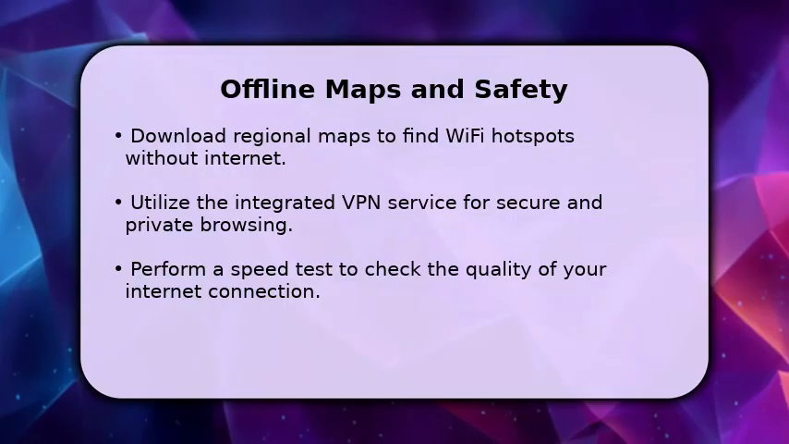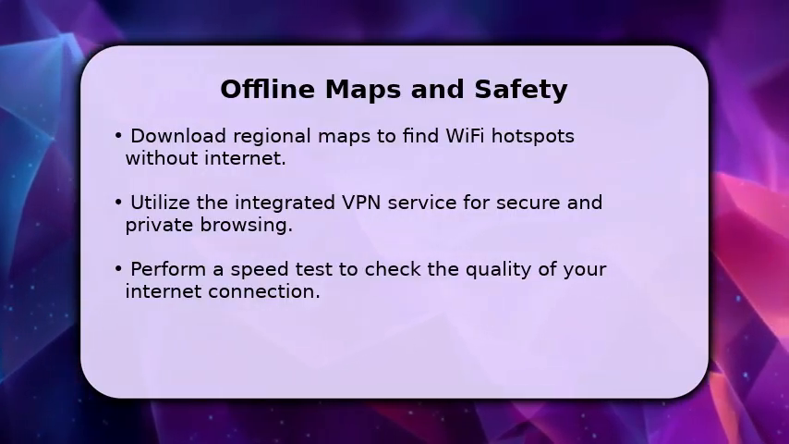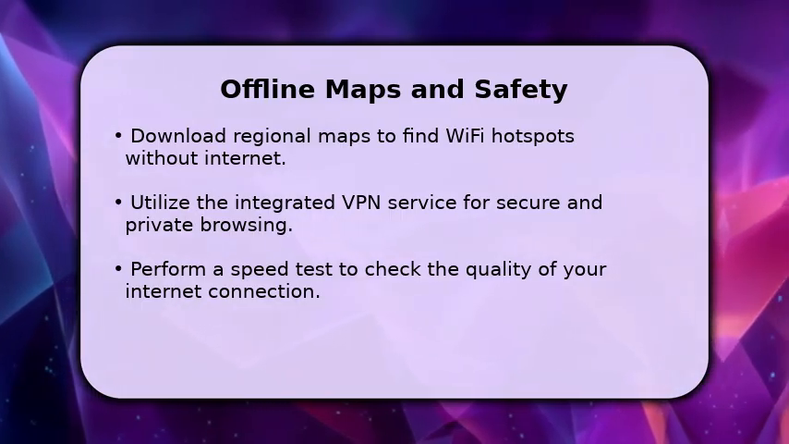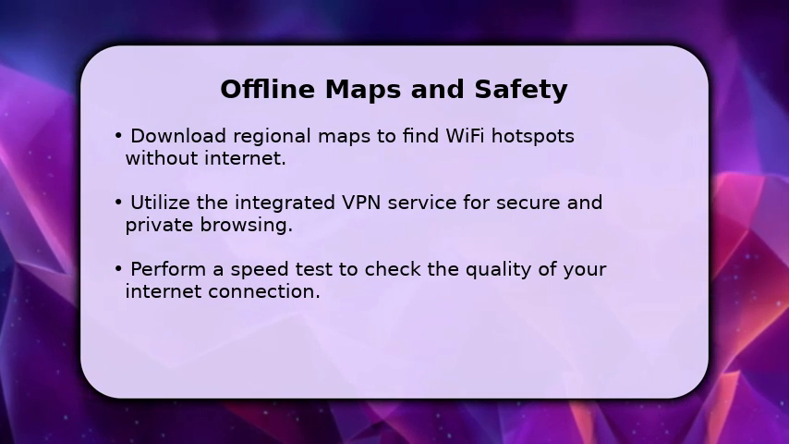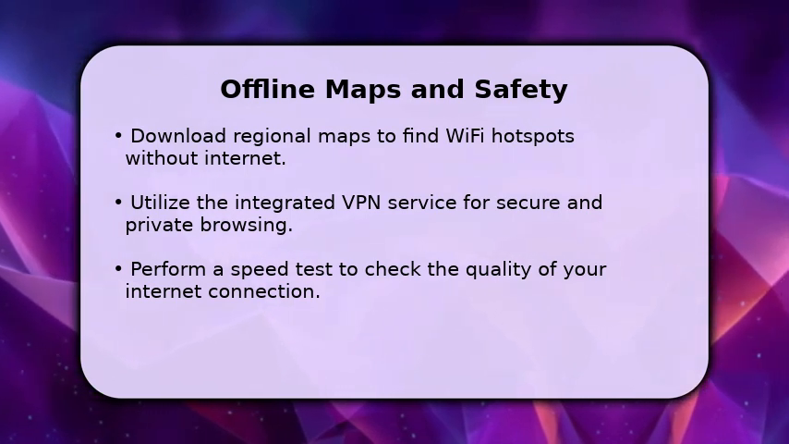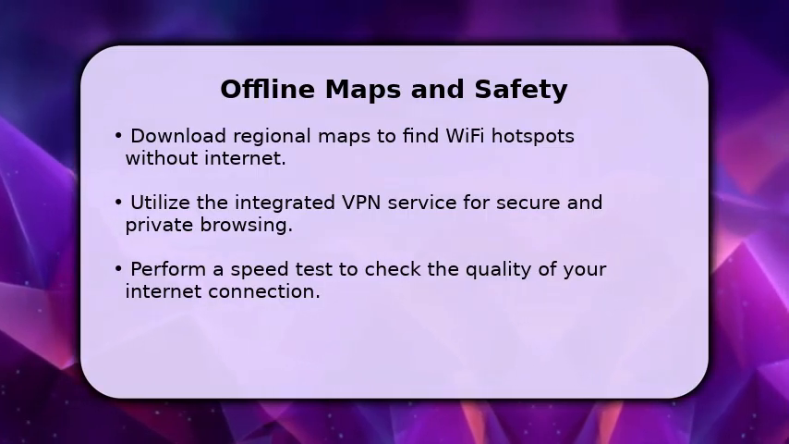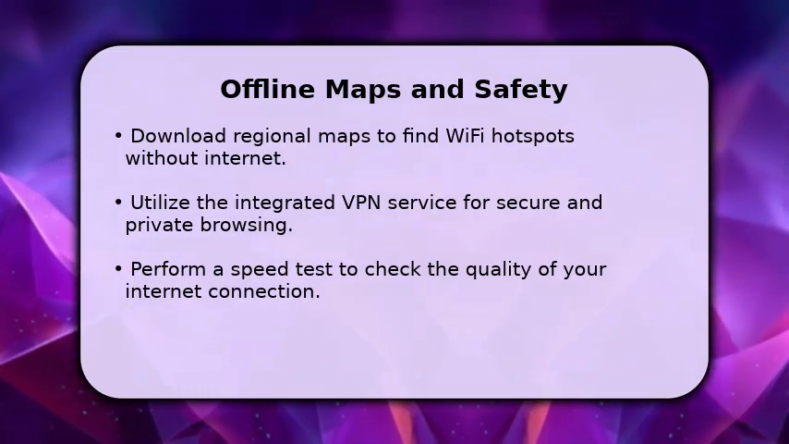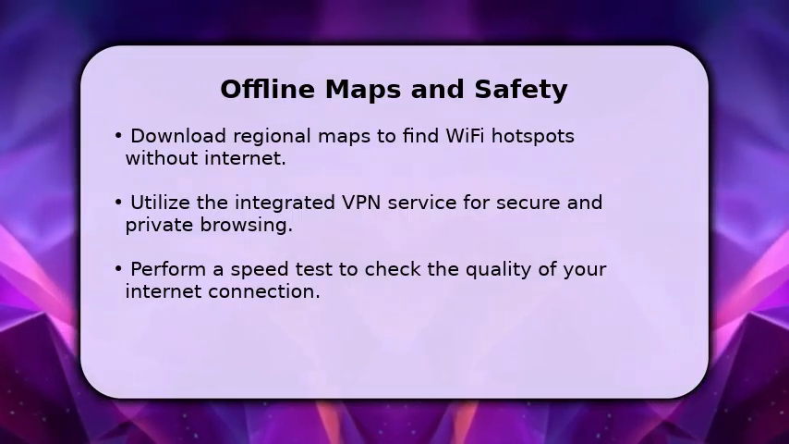A fantastic feature is the ability to download offline maps for specific regions. This means you can find Wi-Fi hotspots even when you have no internet connection, which is perfect for travelers. For added security, the app includes a built-in VPN to protect your online privacy, especially on public networks. You can also use the speed test tool to check the performance of any Wi-Fi connection, ensuring a fast and stable internet experience.